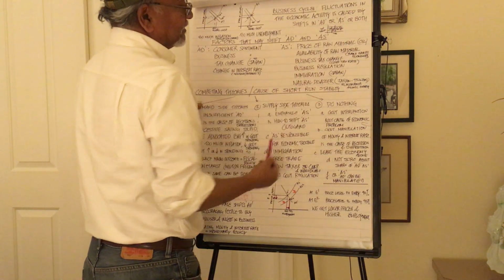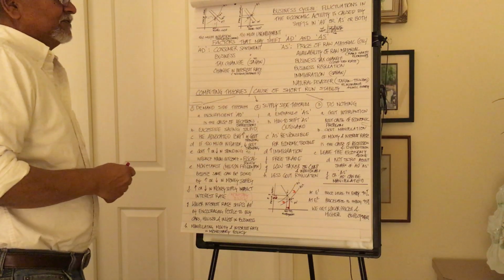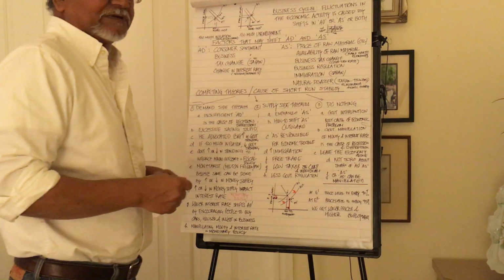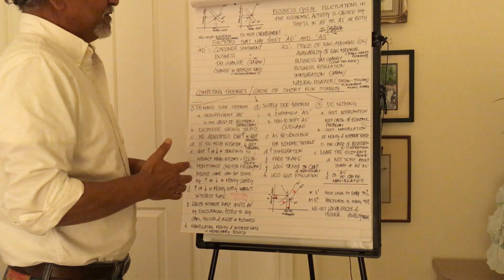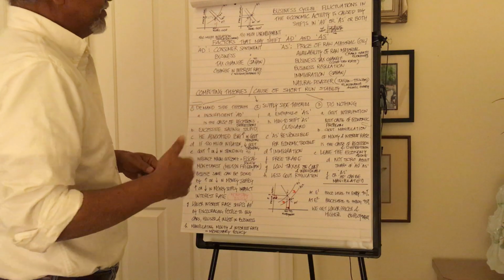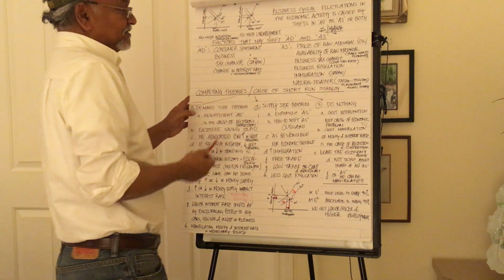Availability of raw material, for example, not too long ago, China used to supply rare earth elements that are used for electric cars. They said we're not going to ship them anymore because we want to reserve it for ourselves. So that led to a huge shortage of key elements.